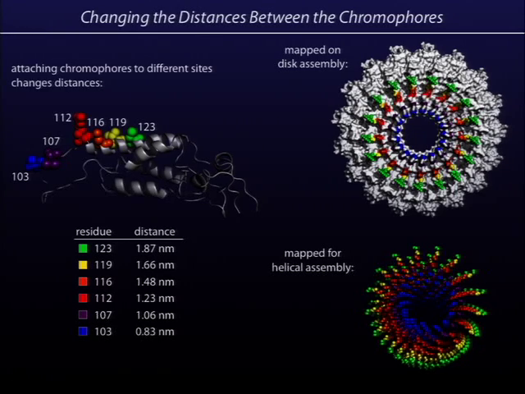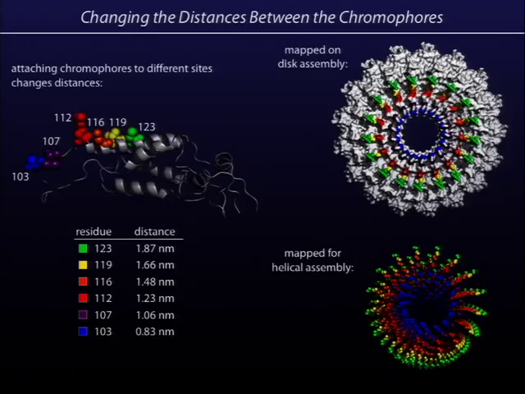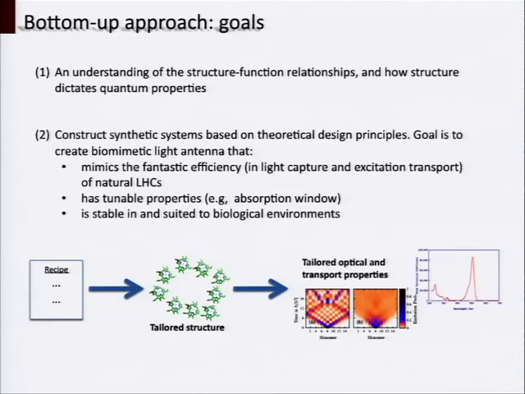but the point is that where he attaches them determines what the density of pigments is and what their orientations are. See, we can make light-harvesting complexes on demand here. That's the idea, and we call this a bottom-up approach. We're really trying to understand the structure-function relationships. If I make a light-harvesting complex like so, how do the quantum properties emerge out of that, and how do they influence function, like optical and transport properties?